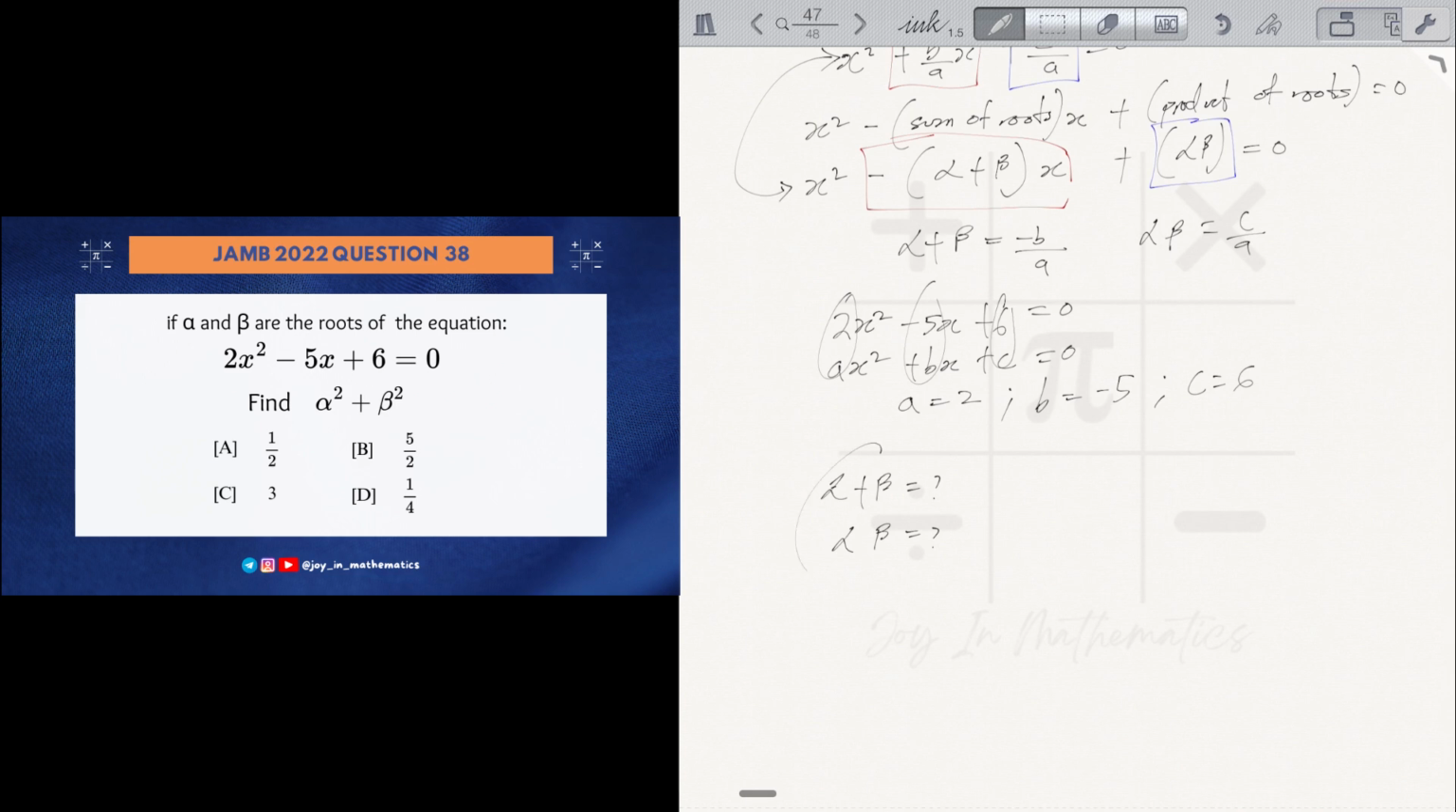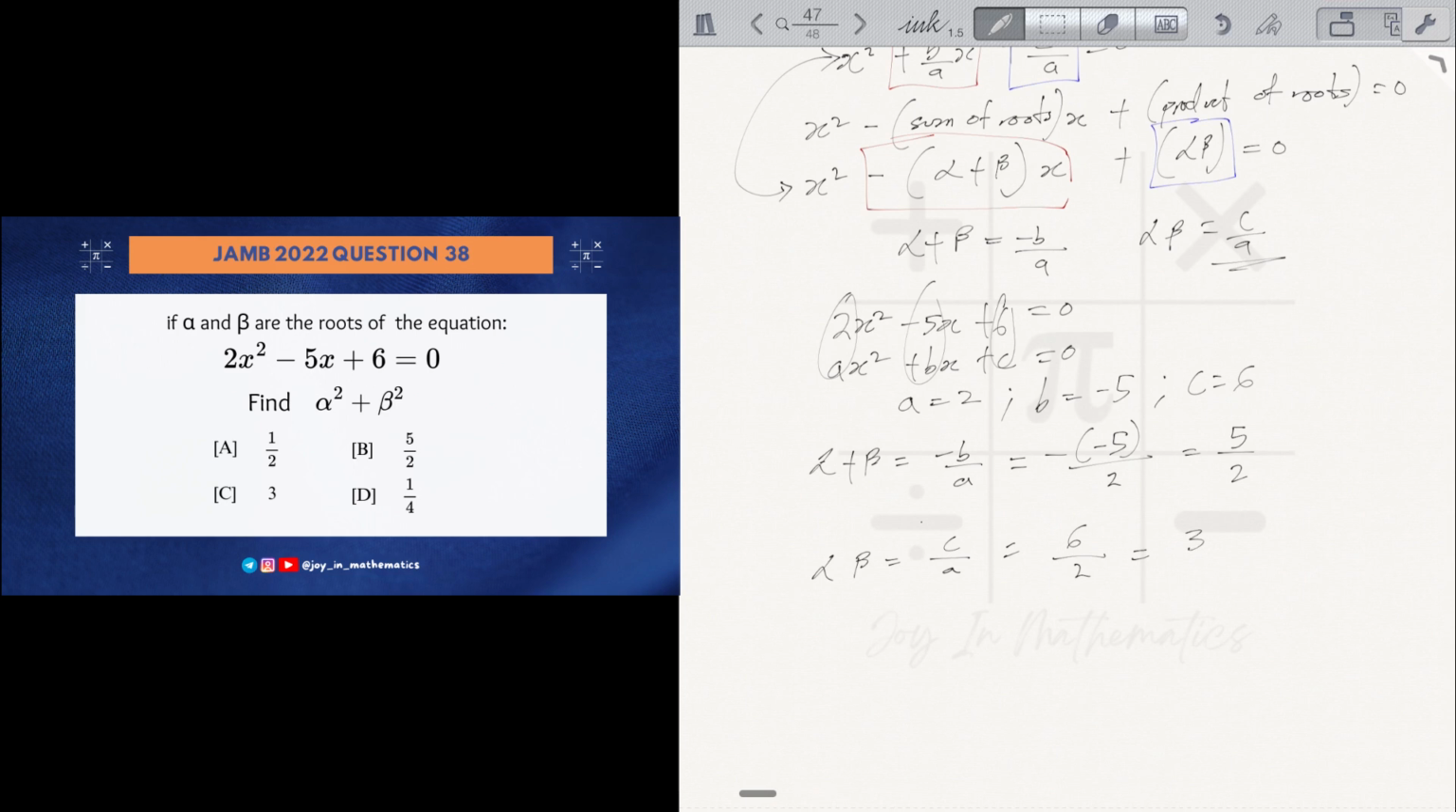So alpha plus beta is equal to minus b over a, which is equal to minus into minus 5 divided by a. A is 2, and this will give us 5 over 2. And alpha beta is equal to what? C over a. C is 6, a is 2, which is 3.